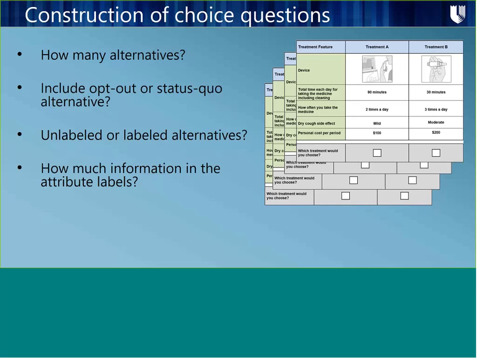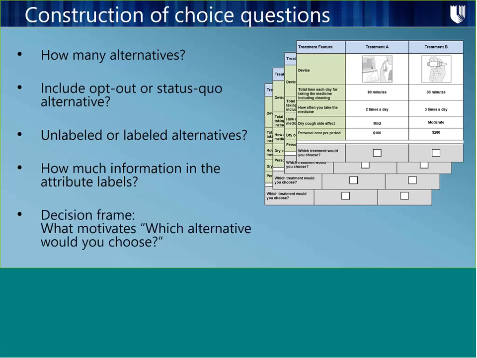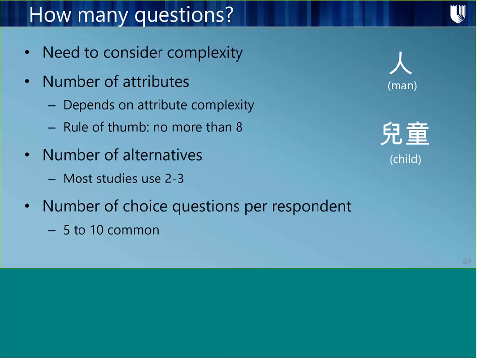We've talked about how much information to include in the attribute labels. We'd like to limit the information so that we can allow participants to really focus on the alternatives shown in the choice task. And the decision frame, we'll talk about that a little bit later, in terms of what is motivating this choice. Again, that relates back to the study question, the research question.